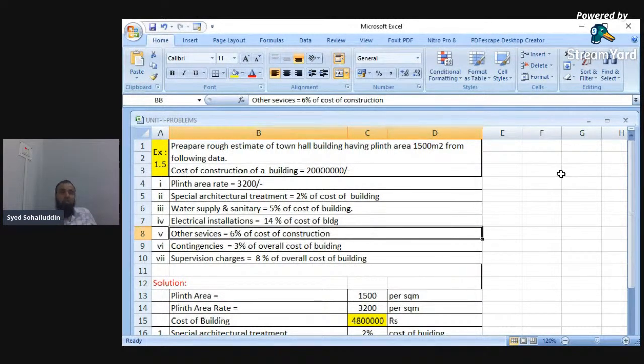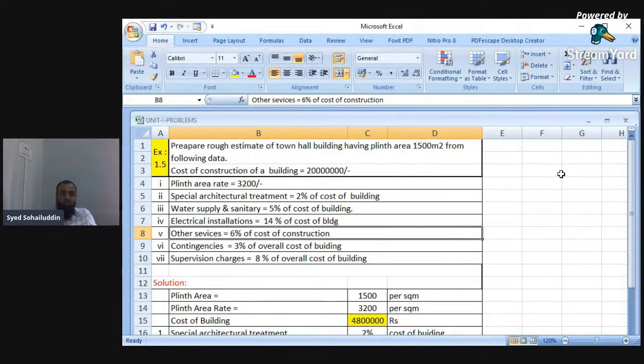Being civil engineers, our payments or our bills depend upon 8% of the overall cost of buildings. Supervision charges for engineers or contractors, it is also called contractor's profit, or engineer's profit, or supervision charges, it is taken as 8 to 10%. So here in this problem it is taken as 8%. So these are the given data.